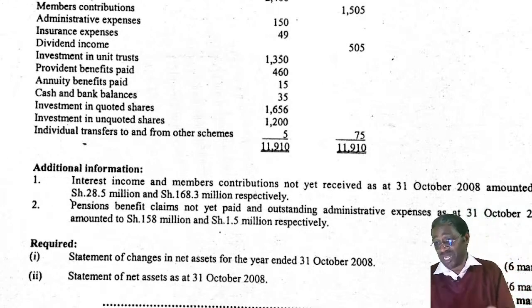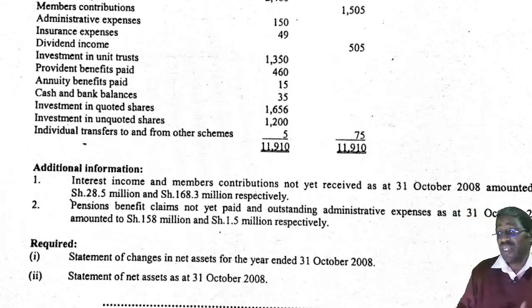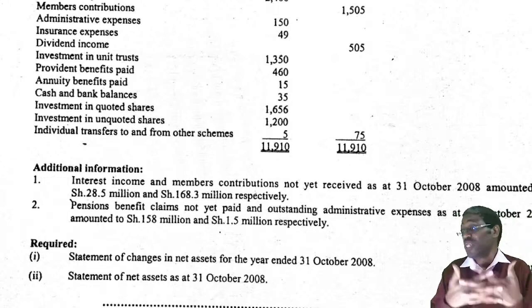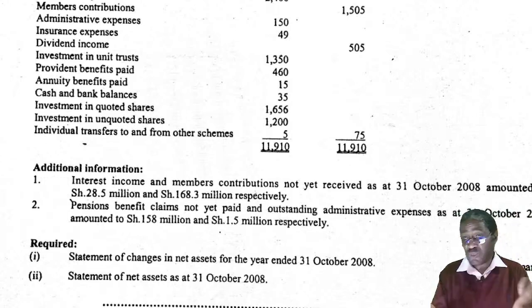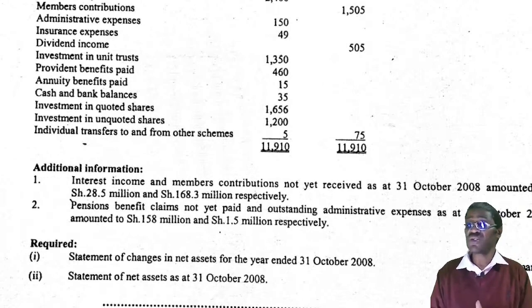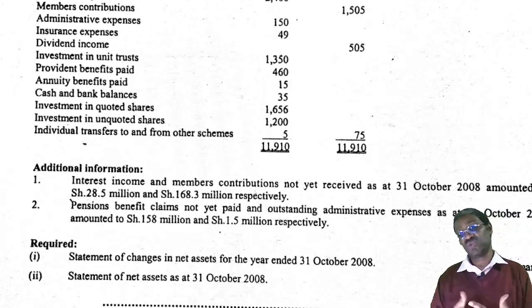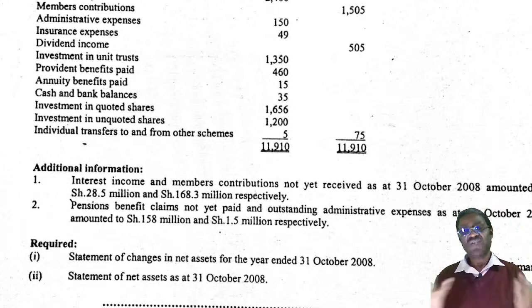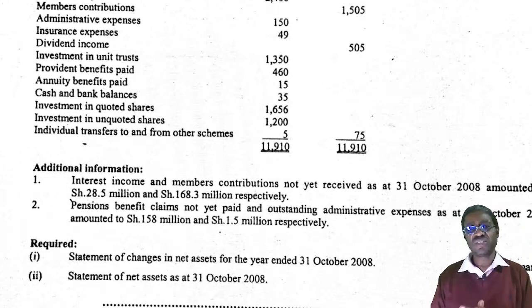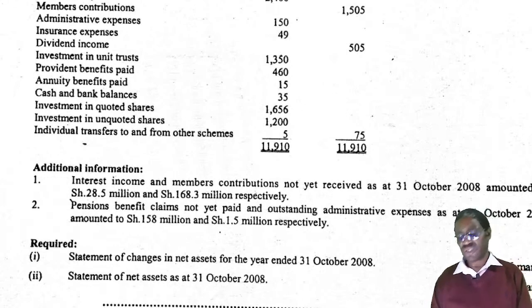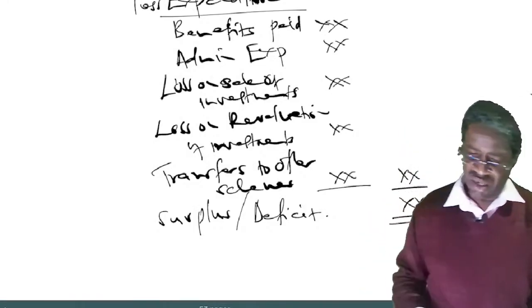Whenever you are preparing an income statement, any expense that is owing, you normally add. So we have not paid our claims. That's an expenditure which is owing. We have also admin expenses which are outstanding. They are owing. So we shall add. Good. Then you're required: one, statement of changes in net assets; number B, statement of net assets. Good. Let's do the question very fast now.